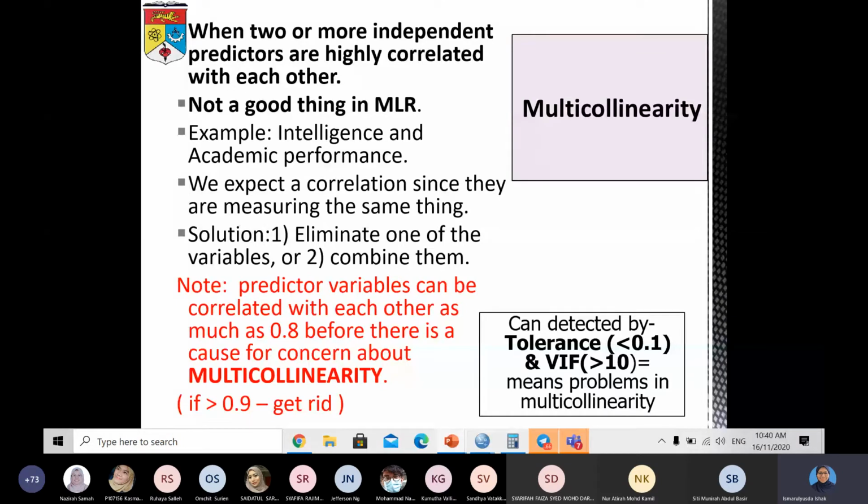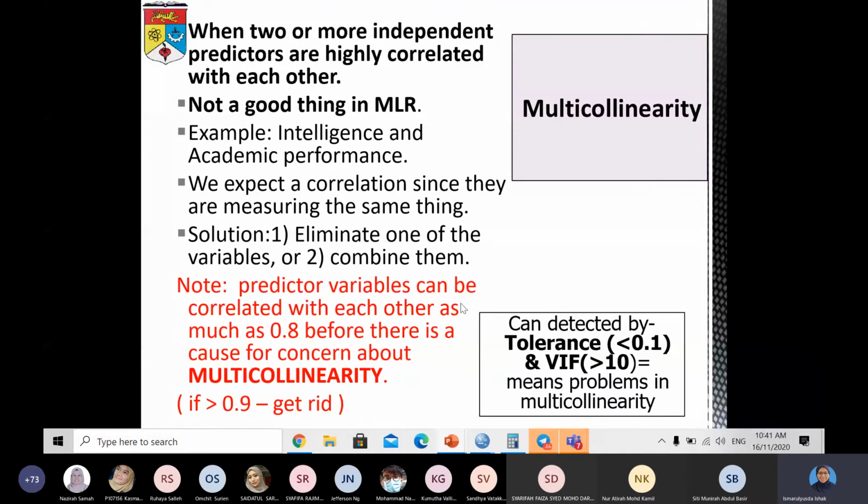Okay, the solution is that you have to eliminate one of the variables, or maybe you have to combine them, maybe by using a formula. I don't know how to combine, but the easiest way is to eliminate. Maybe the more important is depression. Okay, you choose depression, not anxiety. Okay, the value of R, if the correlation is more than 0.9, then you get rid of one of the variables.